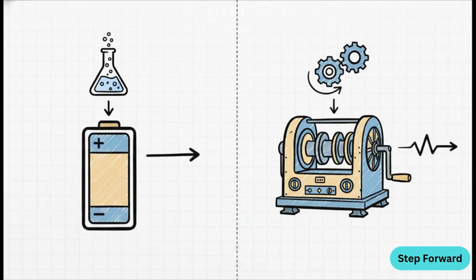So where do we get these two types of current? Well, DC power typically comes from converting stored chemical energy, like in a battery. AC power, on the other hand, comes from converting motion into electricity. Think about the huge spinning generators at a power plant, or even a small dynamo on a bicycle wheel.